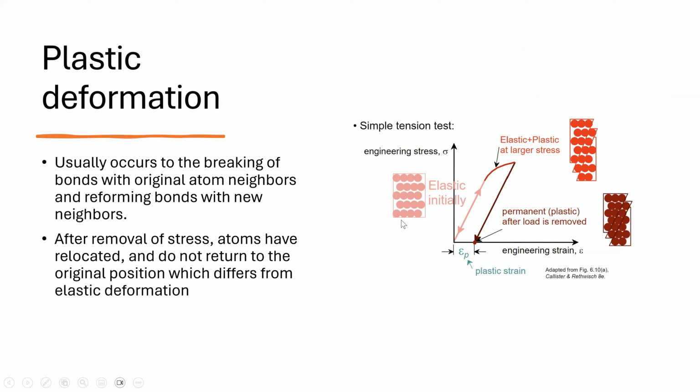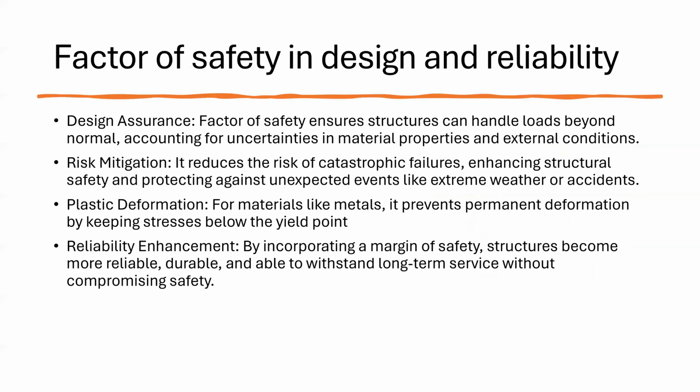So this is how the atoms are initially arranged. Once the load is applied, this is how the deformation occurs, and the atoms break bonds with their initial neighbors and reform new bonds. Once the load is removed, the atoms do not return to the original position and it deforms and changes from its initial position. This is different in elastic deformation, where after the load is removed, the atoms go back to their original position.